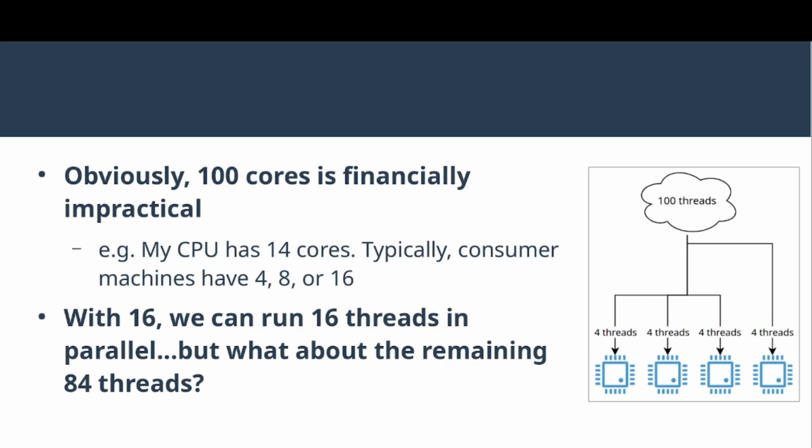Now, obviously 100 cores is financially impractical. For example, my CPU has 14 cores. Typically, consumer machines have 4, 8, or 16. But even with 16, we can run 16 threads in parallel, but what about the remaining 84 threads? We see here in the image on the right, we have our 100 threads. We have 16 CPU cores. That accounts for 16 threads, but what about the other 84?